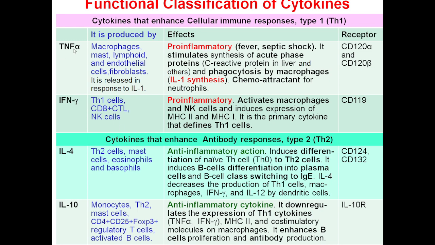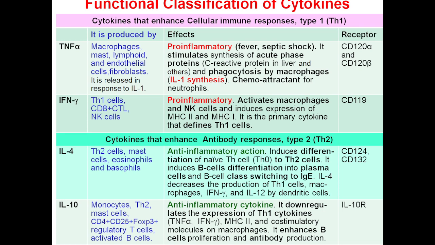Upper, tumor necrosis factor and interferon gamma are cytokines that enhance cellular immune response, or immune response type 1, or T helper type 1 response. First is tumor necrosis factor alpha. It is produced by many types of cells, including macrophages, mast cells, lymphoid and endothelial cells, and fibroblasts. Effects: tumor necrosis factor alpha is a pro-inflammatory cytokine that causes fever and septic shock when the concentration of this cytokine in blood is high.